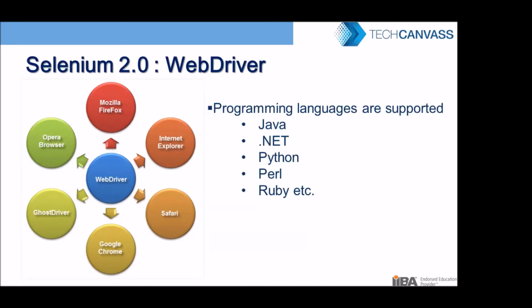And on the left-hand side, you can see which browsers it will support. It will support Firefox, IE, Safari, Chrome, Opera, and multiple browsers. So there is no limitation in terms of web application automation testing when we are using Selenium. It will support almost all the languages and almost all the browsers. So it is a very good idea to go ahead with Selenium when we have only web applications to automate in our organization.